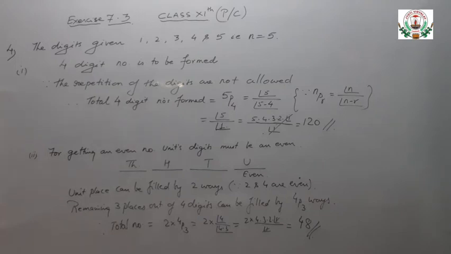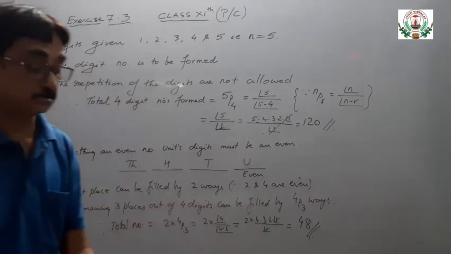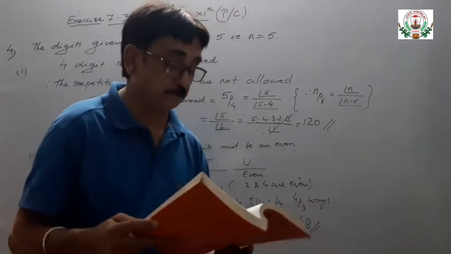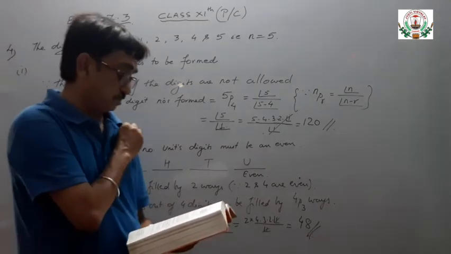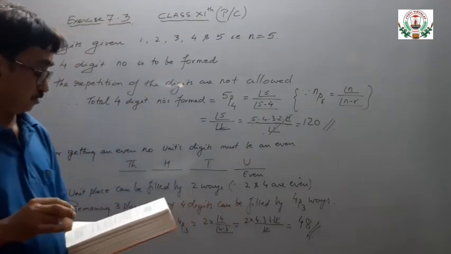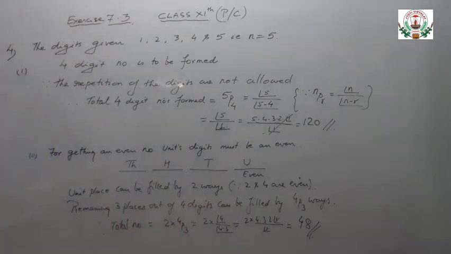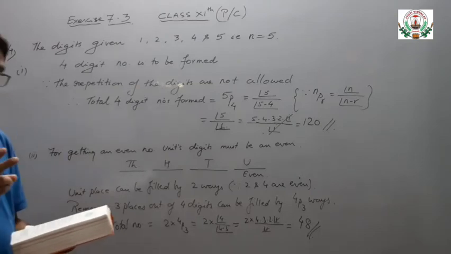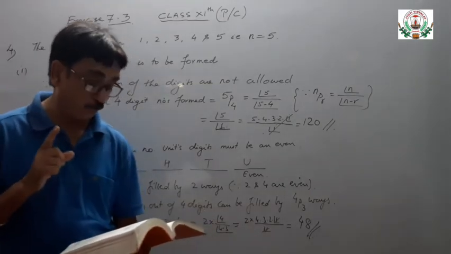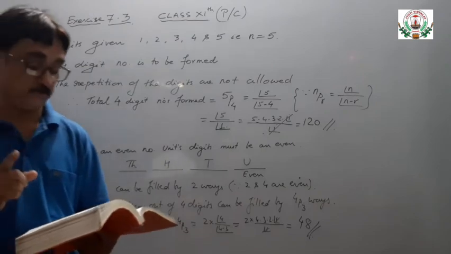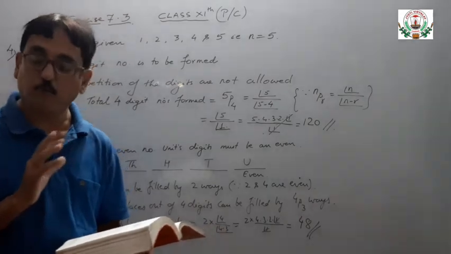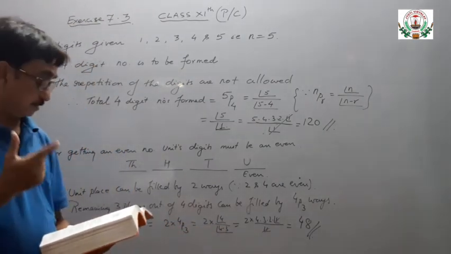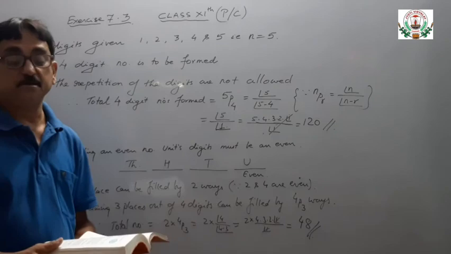Now question number 4 is: find the number of 4-digit numbers that can be formed using the digits 1, 2, 3, 4, 5 if no digit is repeated. How many of these will be even? So here in this question, 2 questions are there. Find the number of 4-digit numbers that can be formed by using the digits 1, 2, 3, 4 and 5 if no digit is repeated. And the other one is how many of these will be even.